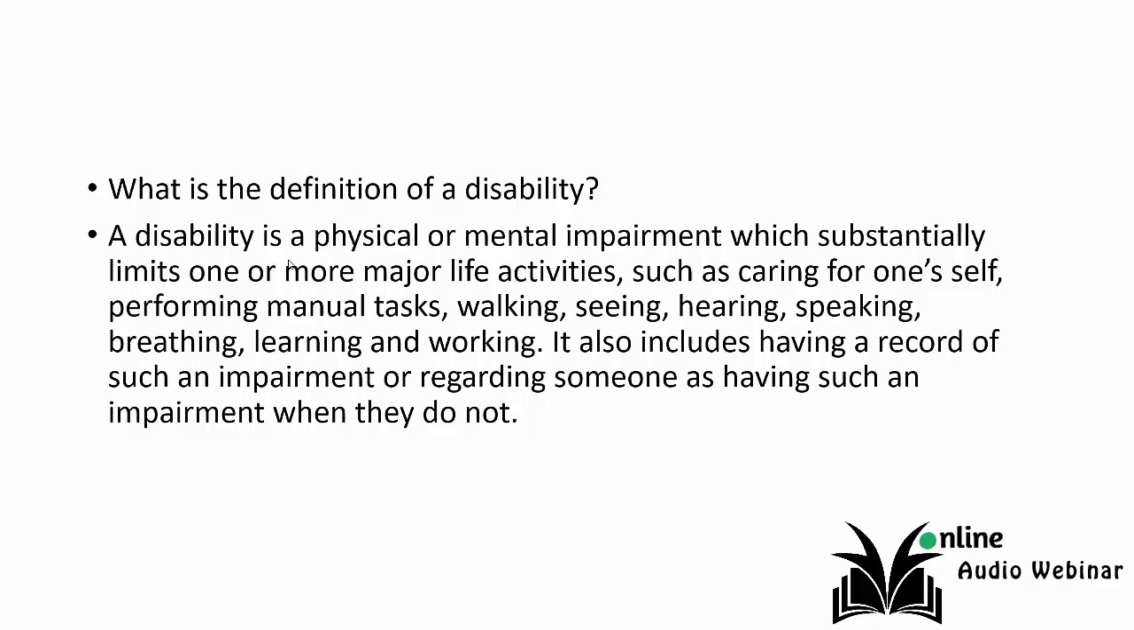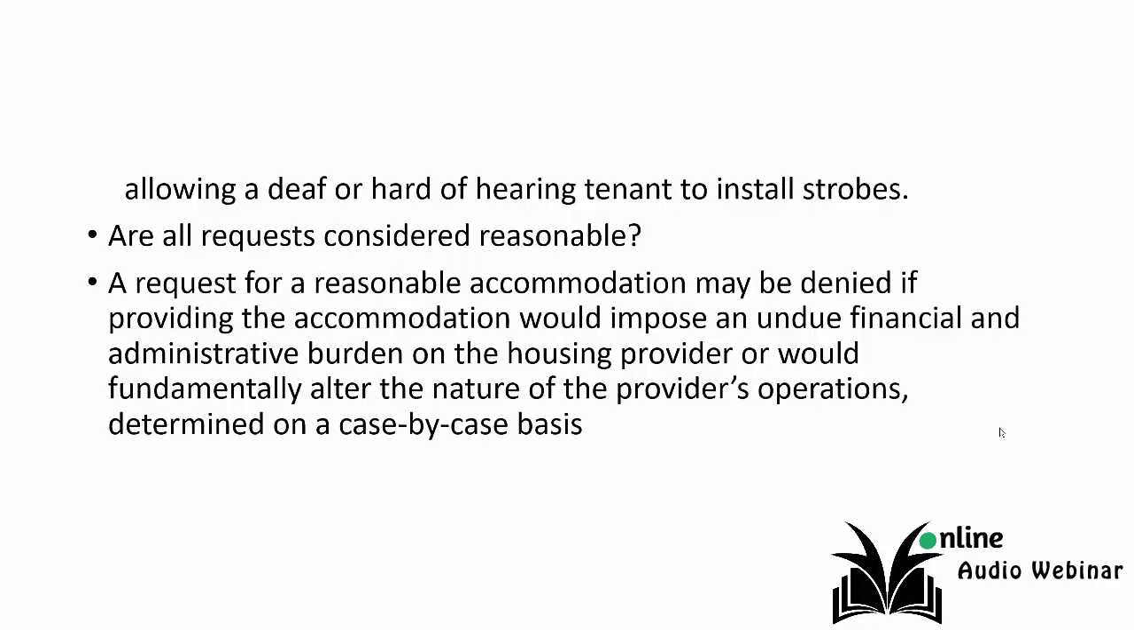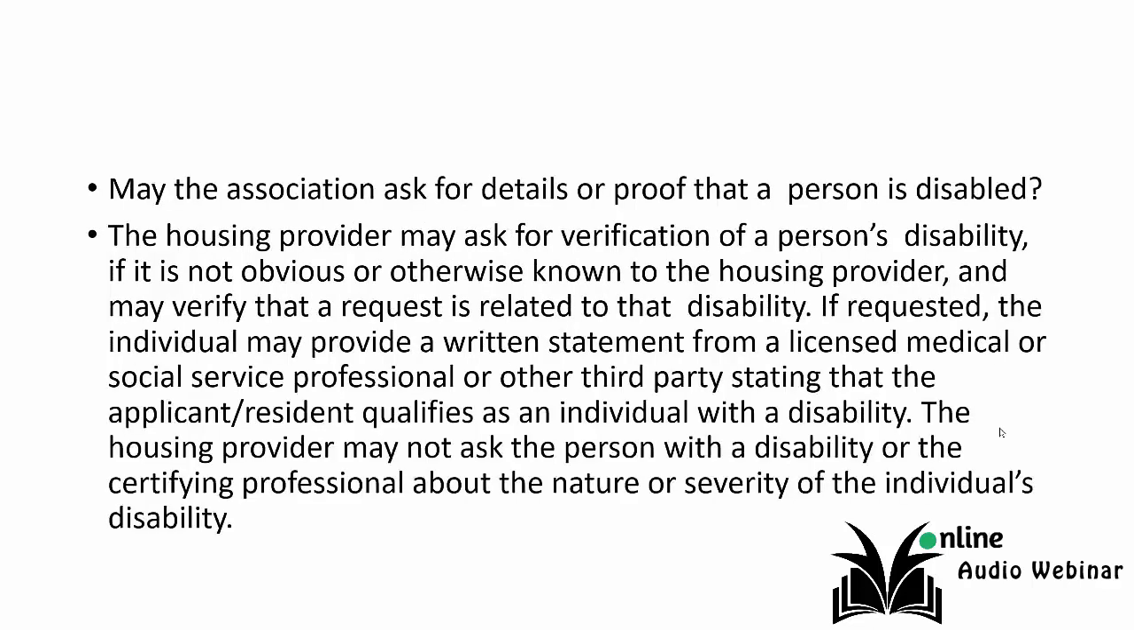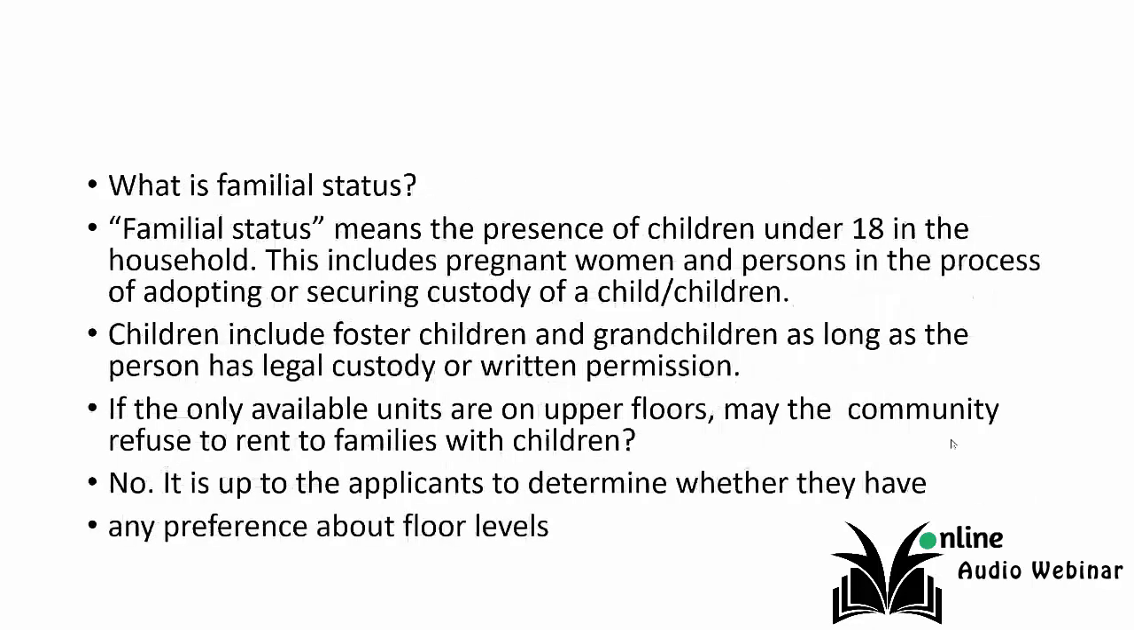A disability, of course, is a physical or mental impairment. A request for a reasonable accommodation may be denied if providing the accommodation would impose an undue financial hardship or administrative burden. If a housing provider refuses a requested accommodation because it is not reasonable, may the association ask for details that the person is disabled? Of course. Familial status means the presence of children under the age of 18, and includes pregnant women.